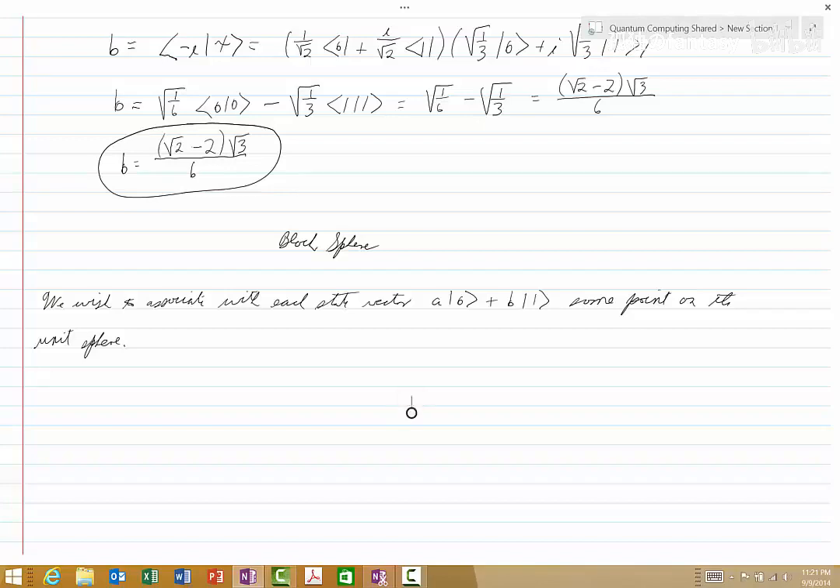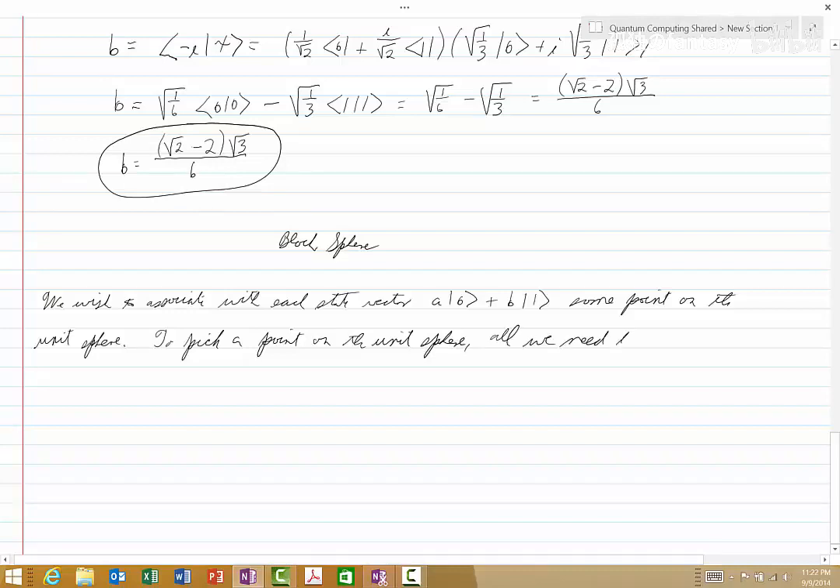So the first thing we'll note is that to pick a point on the unit sphere all we need to do is to identify the angles theta and phi.